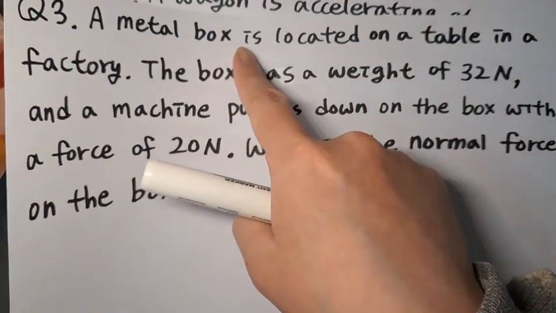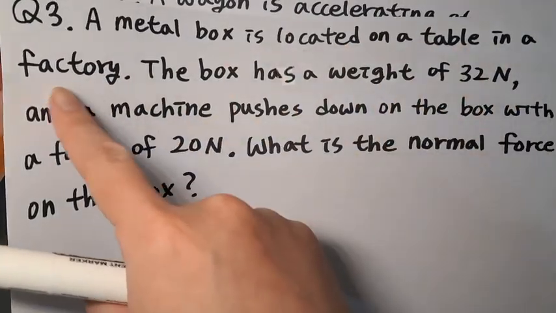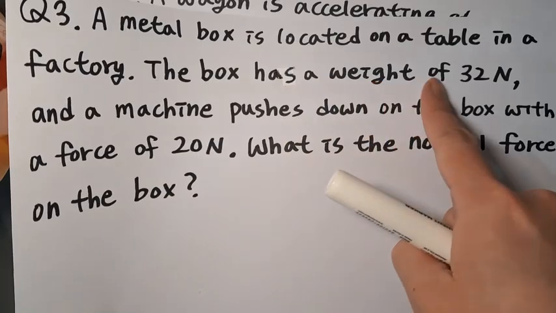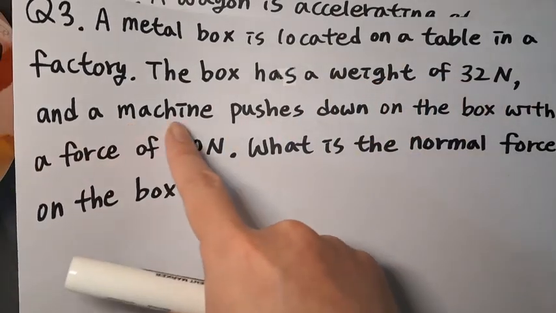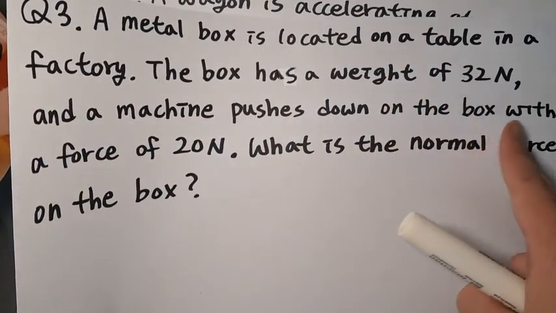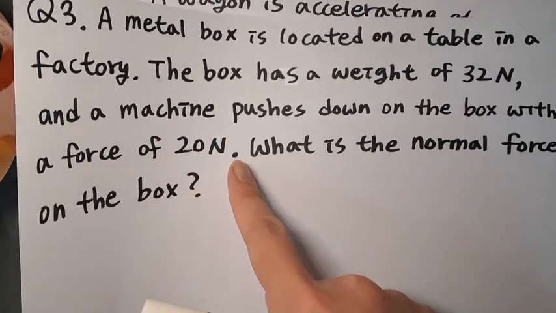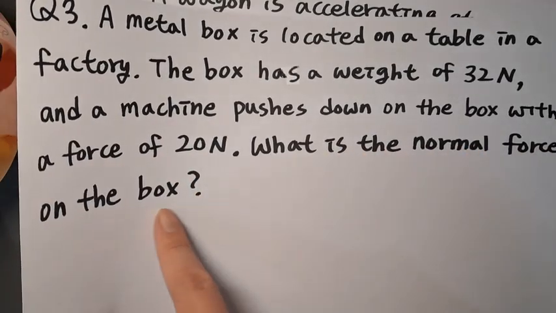A metal box is located on a table in a factory. The box has a weight of 32 Newton, and the machine pushes down on the box with a force of 20 Newton. What's the normal force on the box?